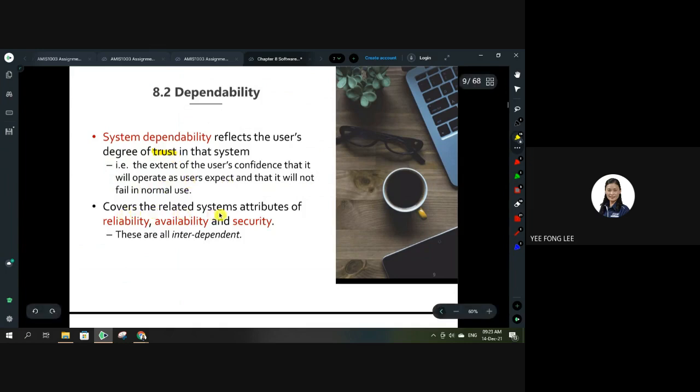Cover the related system attributes. Dependability is also related to some of the attributes that we learned before, which are reliability, availability, and security. All these are interdependent.